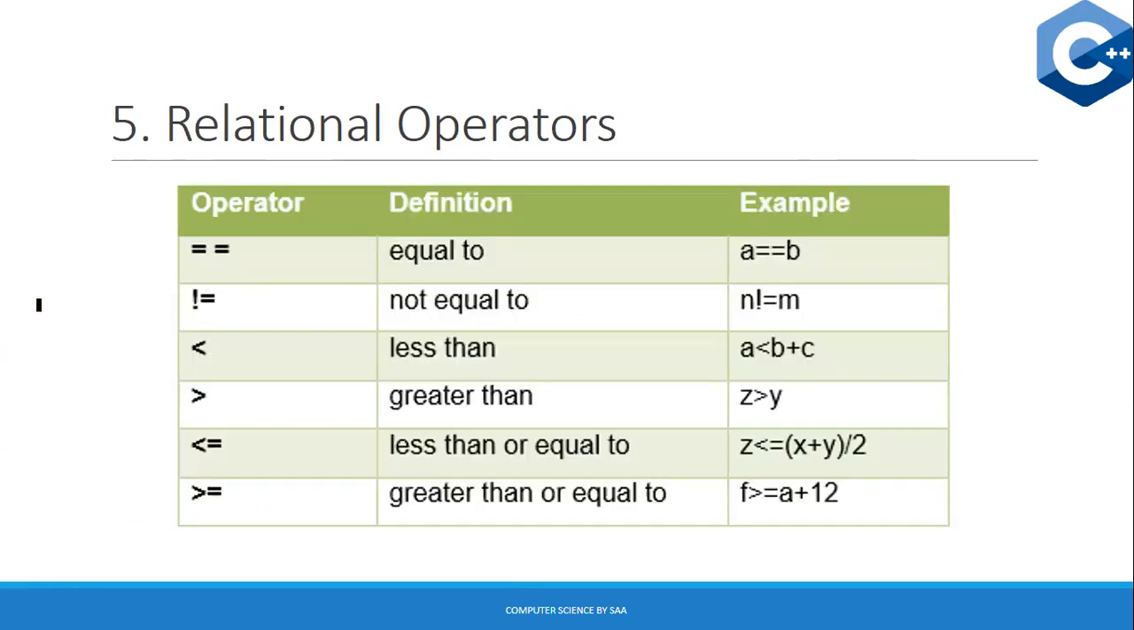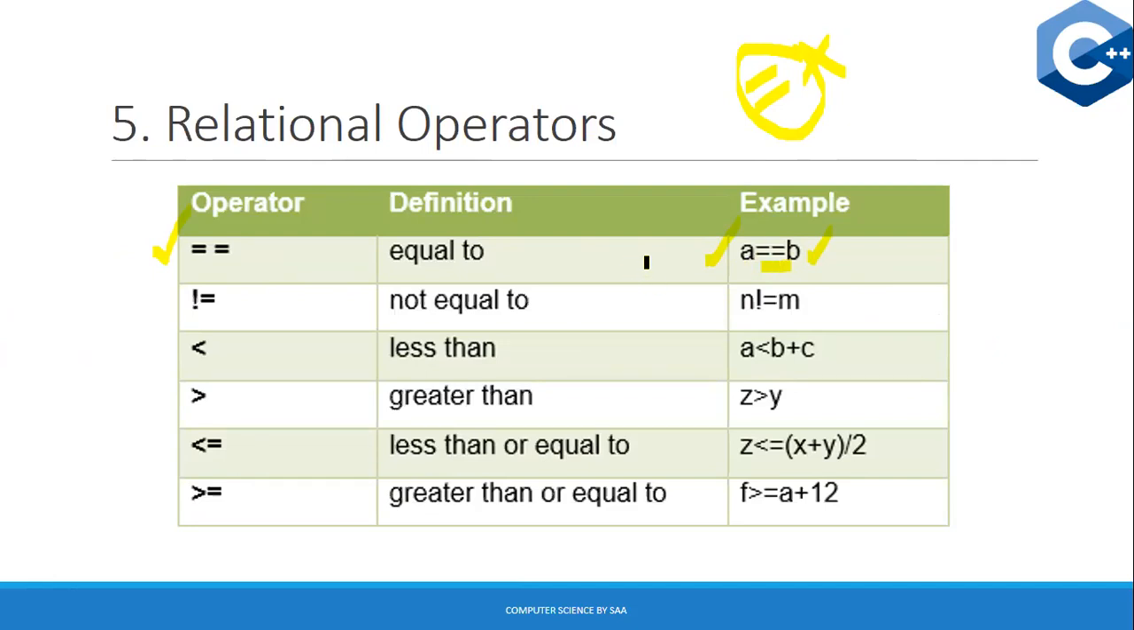So here is a list of relational operators. When we need to compare two numbers, if A is equal to B, if we want to check whether both of these quantities are equal or not, we will use this double equal to sign. We cannot use the single equal operator because it is not a relational operator, it is an assignment operator. So for the relational operator, we have used this double equal sign.